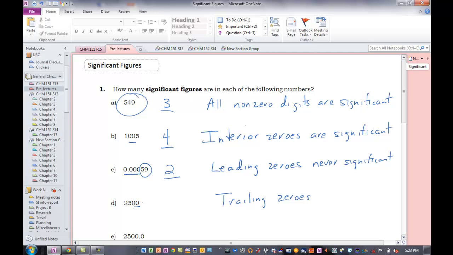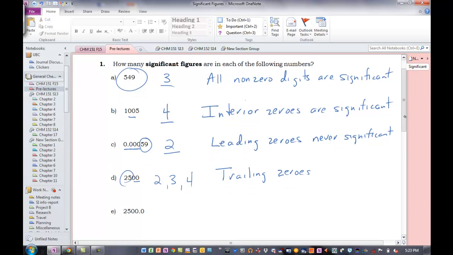You might say this number has at least two sig figs, but that first zero might be significant. The second zero might be significant. We really don't know. It might be 2, it might be 3, it might be 4. So trailing zeros without a decimal point is not a good way to write the number. Just not a good way to write 2,500 like that without a decimal point, because we really don't know. So what should we do? Well, we should use scientific notation.